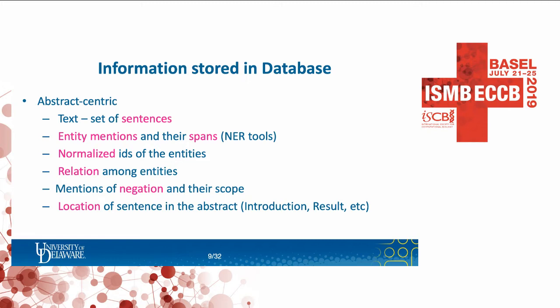We normalize the IDs of the entities and store the normalization IDs. We identify the relation between these entities and microRNA. We also mention whether a particular relation is negated, and we store this information in our database. Finally, we assign the location of each sentence with respect to the abstract, as to whether it's located in the introduction or in the results, thereby giving us an idea of how important a sentence is when we find that it has some relation existing between microRNAs and an entity.